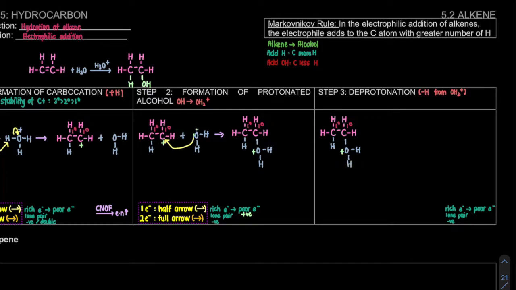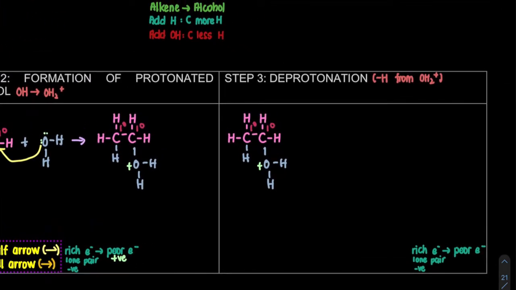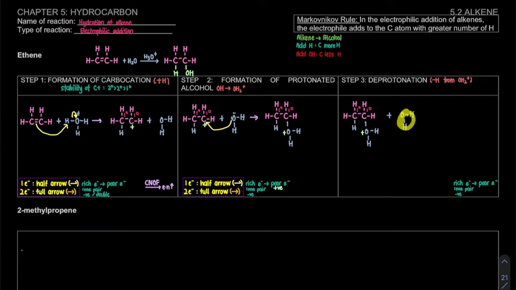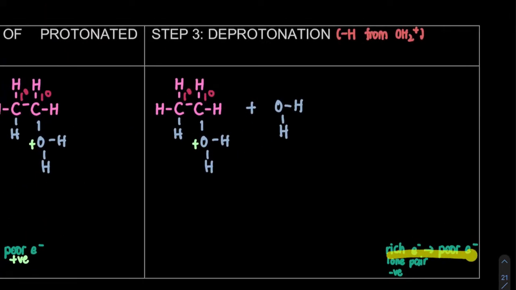But which species will take this hydrogen? Another species that we're going to add. The species that will take the hydrogen is another water molecule. So we add a water molecule here. Why does this water molecule take the hydrogen? Because the water molecule wants the hydrogen to become H3O+ again, so it becomes our catalyst. Again, the movement must be from rich electron to poor electron.